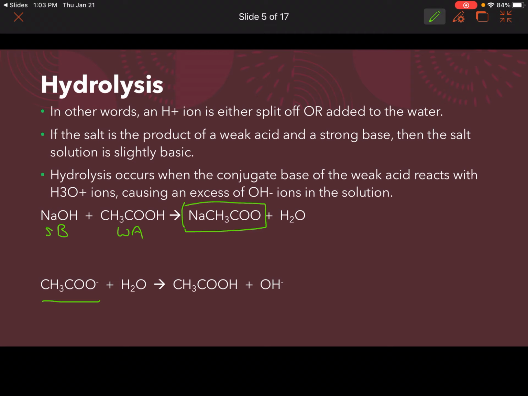Now, acetic acid, this one here, is a weak acid, which means the acetate ion is going to act as a strong base. And strong bases are going to steal a proton. They're going to accept a proton from the water, or accept a hydrogen ion from the water, leaving the OH minus here. So because we end up having OH minus in the solution, we get a pH that is slightly basic here. So that salt is going to hydrolyze.